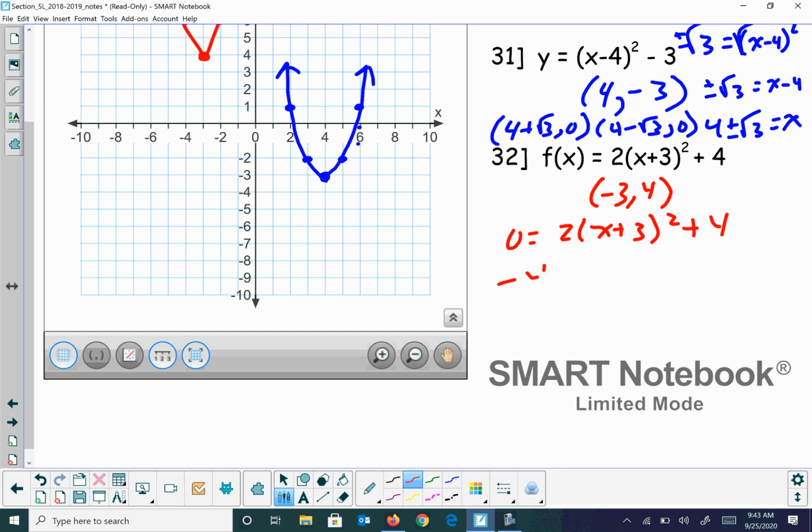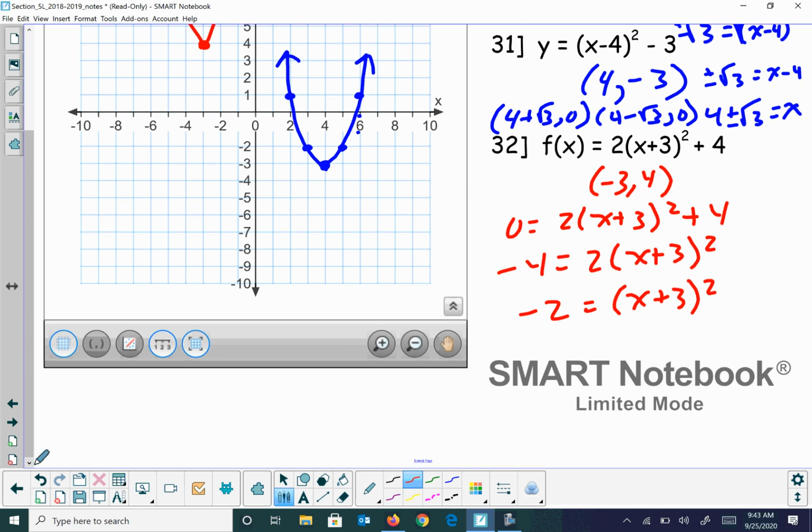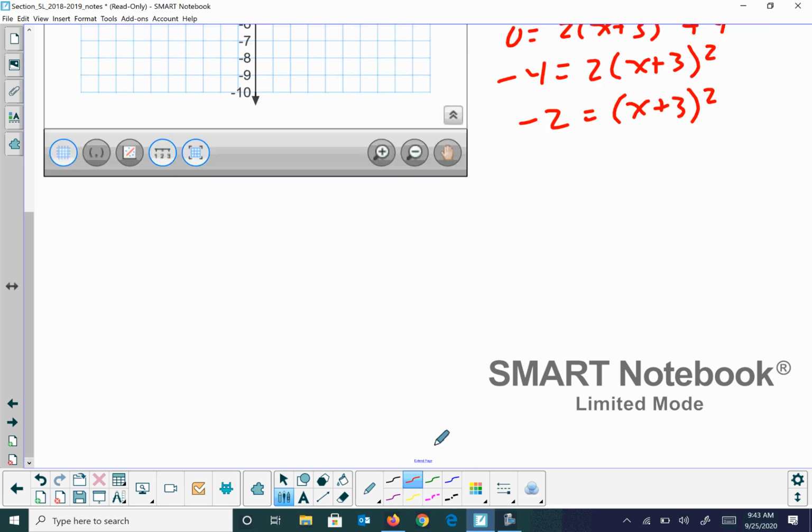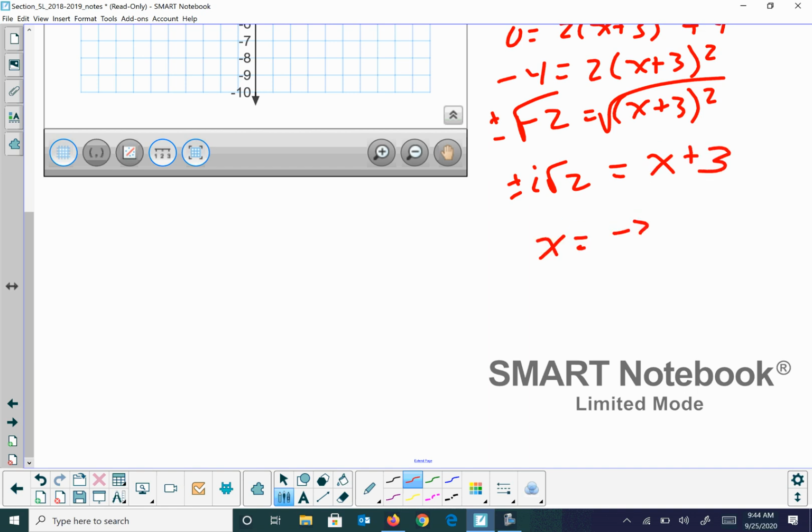Subtract 4 from both sides. Divide by 2. Take the square root of both sides. Don't forget the plus minus. So that's going to give me plus or minus i root 2 equals x plus 3. So then my answer to this is x equals negative 3 plus or minus i root 2.